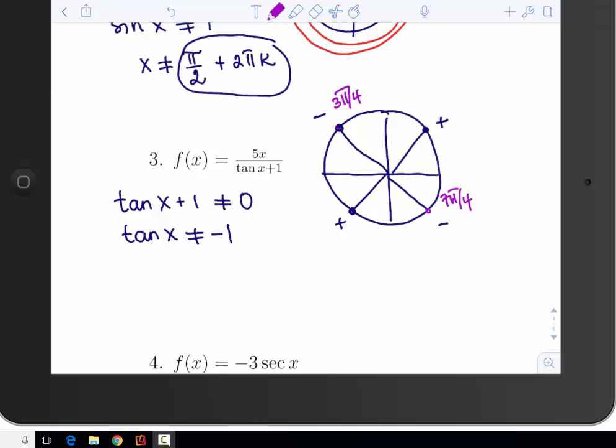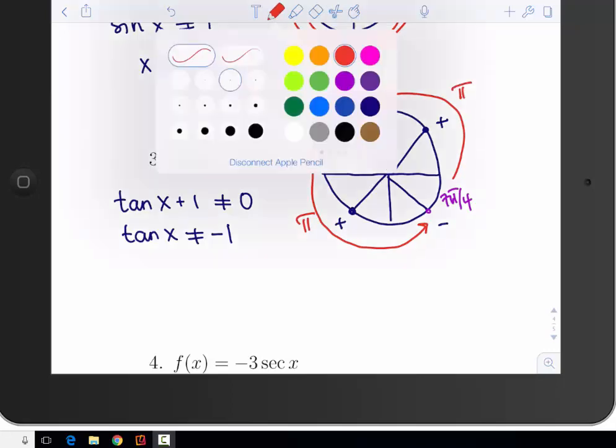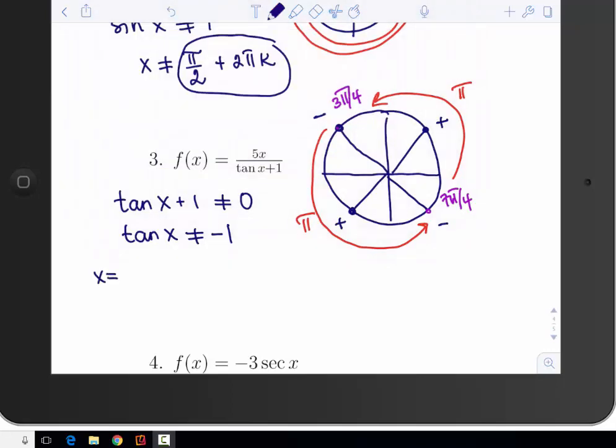And any other number such that we come back to it, right? So this is a period of pi. We want to exclude 3 pi over 4, 7 pi over 4, all these values. So in general, how would we write this? We don't want x to be equal to 3 pi over 4 plus a multiple of pi.